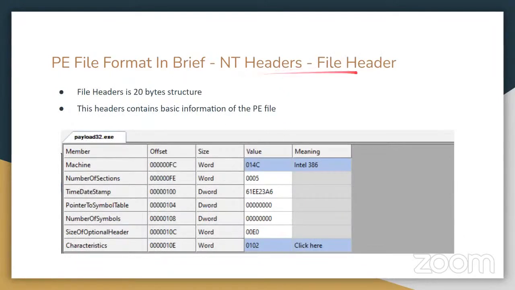The next header is the file header. The file header is a 20-byte long structure, and this header contains basic information of the PE file. The one that is important for us in our project is the number of sections. But a few other pieces of information are here, which are the machine architecture, the time date stamp, pointer to the symbol table, number of symbols, size of optional header, and characteristics.